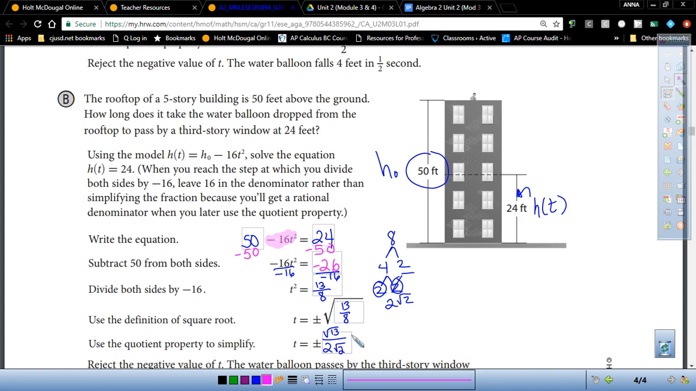Now I want to rationalize this, so I multiply by the square root component only in the denominator. So I multiply top and bottom by the square root of 2. So I get plus or minus square root of, since they're both square roots, they can multiply, 13 times 2 is 26. Down here, this 2 is still there. And radical 2 times radical 2, well, that becomes radical 4. But what is the square root of 4? The square root of 4 is 2. What is 2 times 2? 2 times 2 is a whole 4.